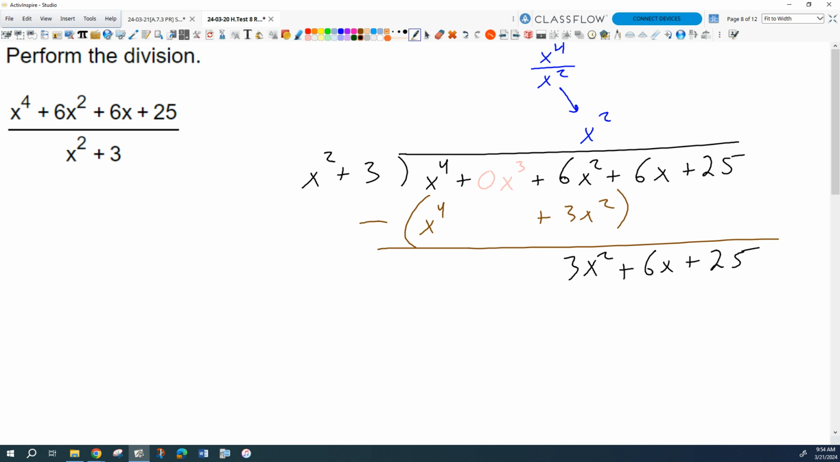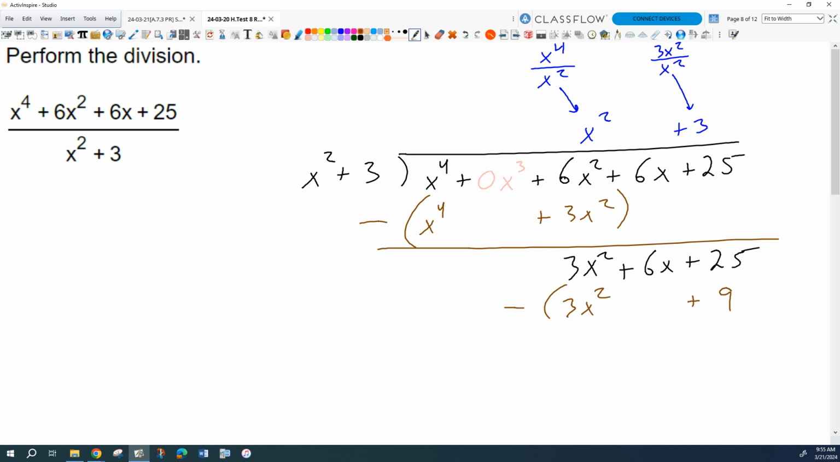Plus 3. Okay, and again, the reason why is because my leading term inside divided by my leading term outside just gives me plus 3. So I distribute, right? I just rinse and repeat here. I'm just going to do the same thing, distribute and subtract. So I get 3x squared plus 9.